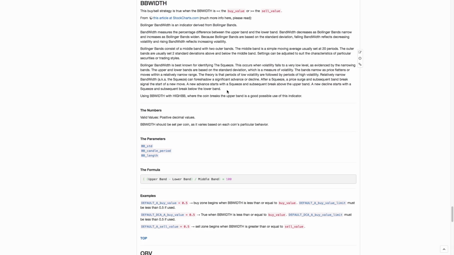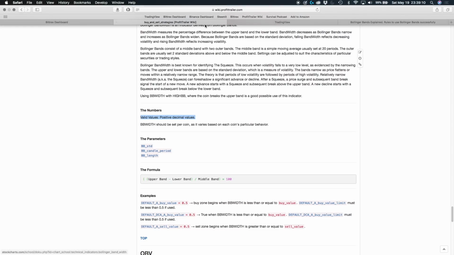The valid values for this are positive decimal values. One thing that I have been hearing is that the most typical values are between 0 and 30. So just keep in mind that you want to use a relatively low value, but in order to get the buy value or sell value that you're looking for, it's best to look at the individual chart for the asset you're trading.